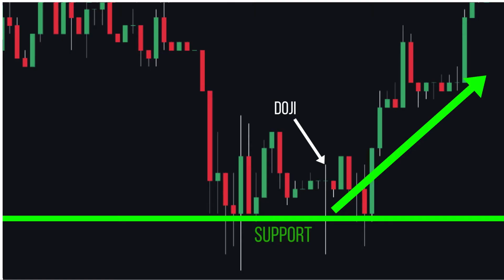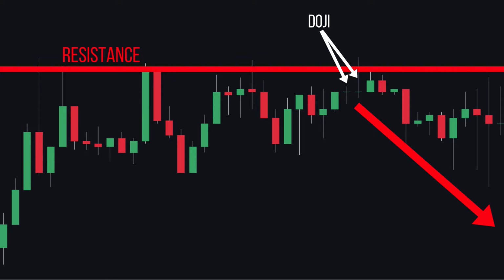Support and resistance levels are areas in the market where price has historically reversed. When we spot dojis at these historical reversal levels, then this adds to the probability that we're onto a winning reversal trade and not just a pausing trend.